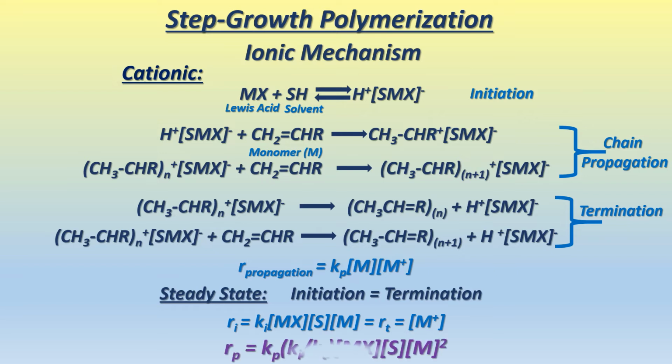So you get a rate of propagation that's the same sort of composite rate constant with the K of propagation times initiation over termination times the concentration of Lewis acid times the activated solvent times the monomer squared. This squared term is unique in polymerization and is indicative of a cationic mechanism.